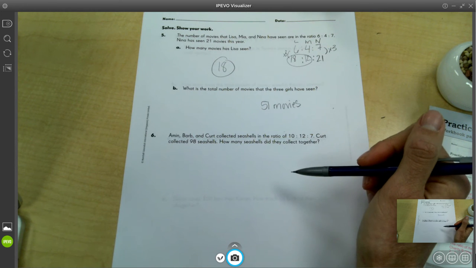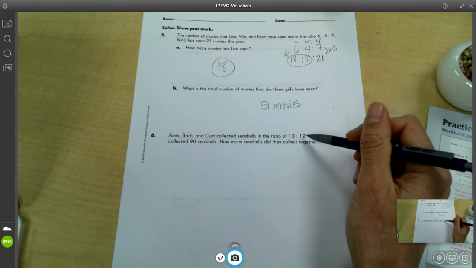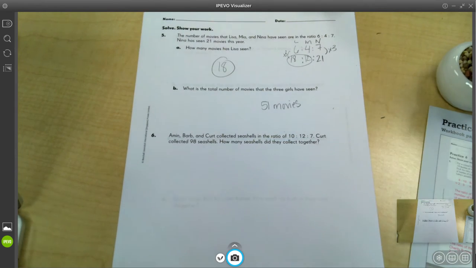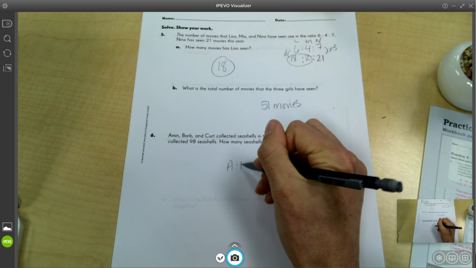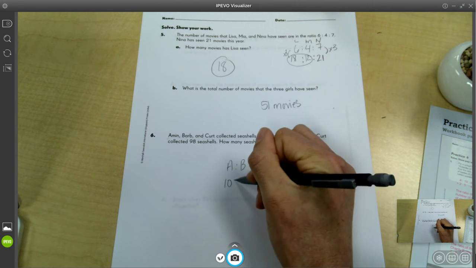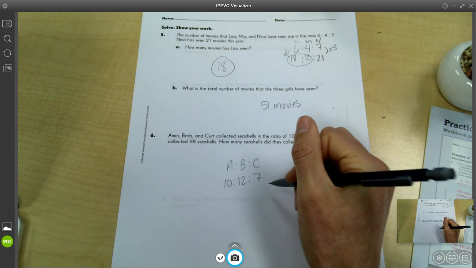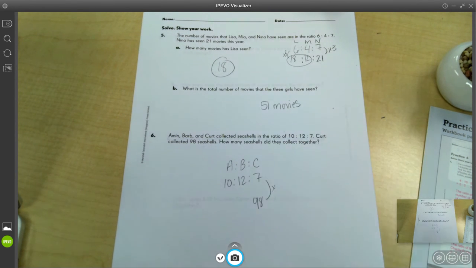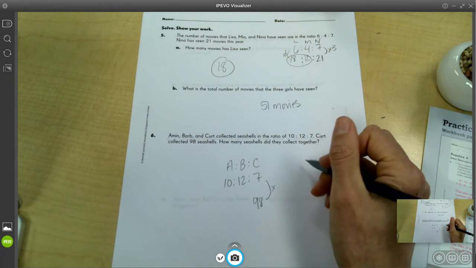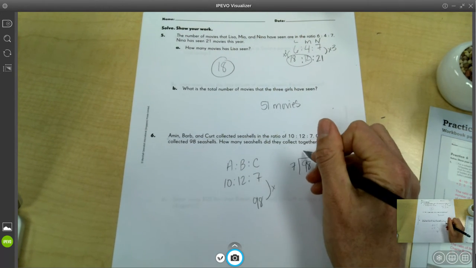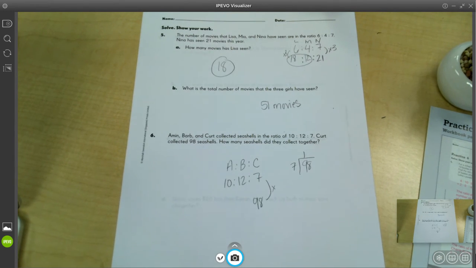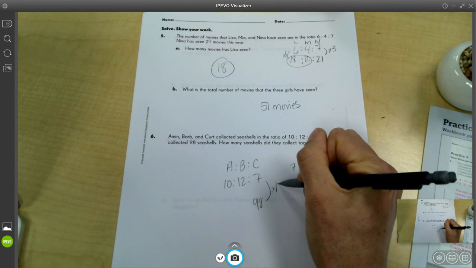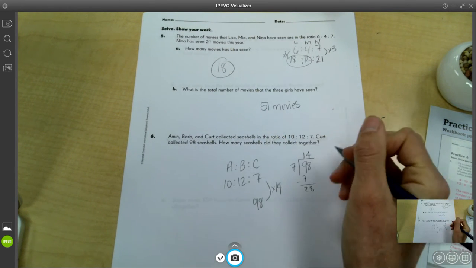Eamon, Barb, and Kurt collect seashells in the ratio of 10 to 12 to 7. Kurt collected 98 seashells. How many seashells do they collect all together? Eamon to Barb to Kurt, 10 to 12 to 7. Kurt collected 98 seashells. So we're making equivalent ratios. So 7 times what is 98? Well, I'm going to do a little division on the side. Goes in once. 7, remainder 2, 28, goes in 4 times. So 7 times 14. All right, what's 12 times 14?